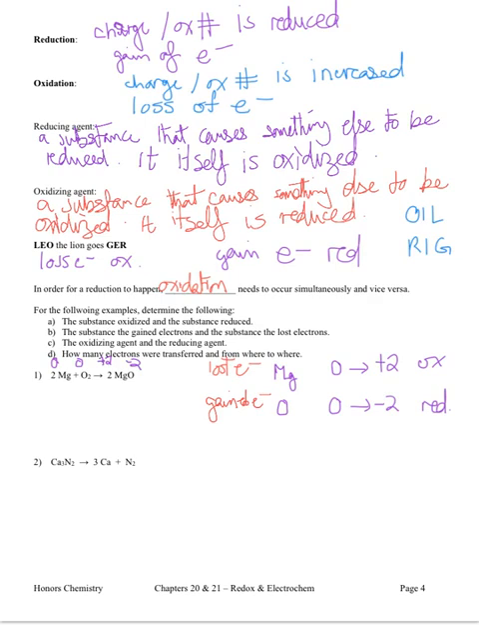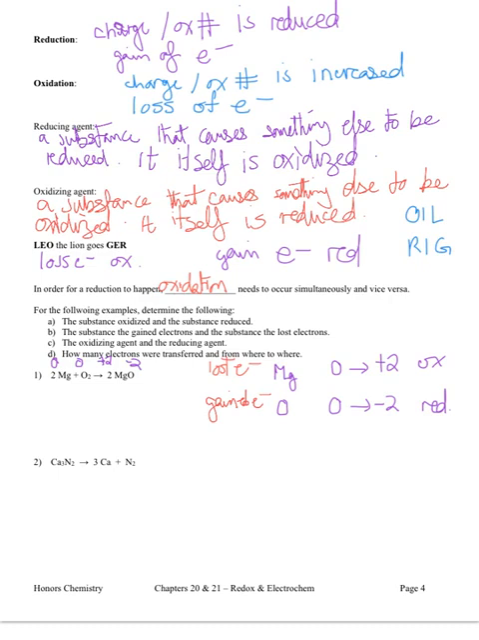So this is a substance that's reduced. It's gaining the electrons. So it's making something else lose the electrons so it can gain them. And so it's causing something else to be oxidized. So it's a little bit confusing because it's the opposite. So a reducing agent is what gets oxidized, the oxidizing agent is what gets reduced.